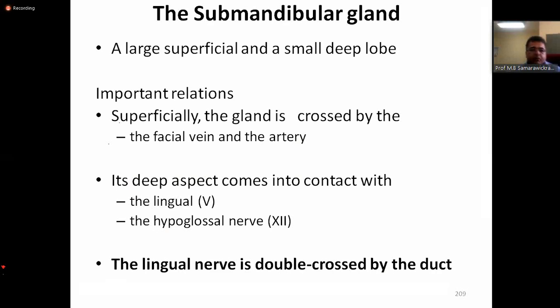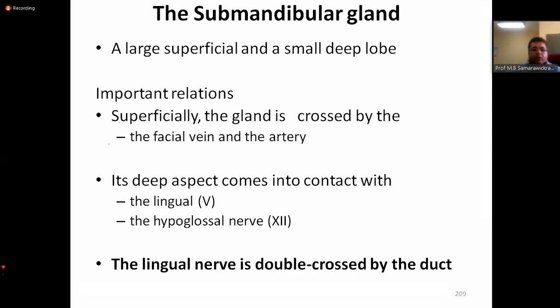Submandibular gland, on the other hand, is again the second largest salivary gland, and it has a deep and a superficial lobe. Therefore, you can feel it bimanually when it is enlarged. So, by that you can differentiate it from an enlarged submandibular lymph node, which is not palpable bimanually. And there are important relations to the gland, the lingual nerve and the hypoglossal nerve.